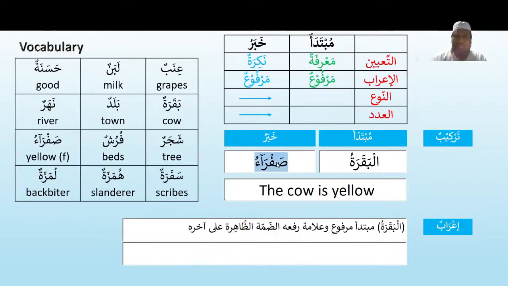Next we have the word Safra'u. So in the bracket, we can do this. Colon. You can do that as well. The bracket or colon. Safra'u, what is the slot? We say Safra'u Khabarun. And what is the I'rab of the Khabar? Marfu'un. Marfu'un.